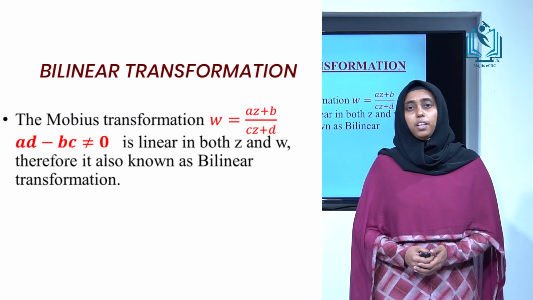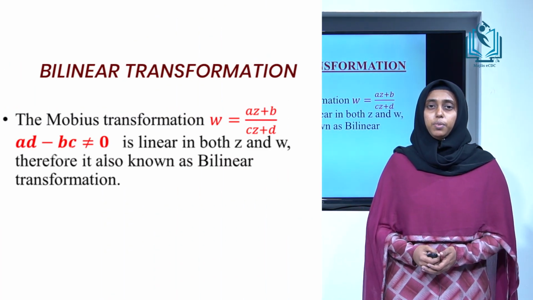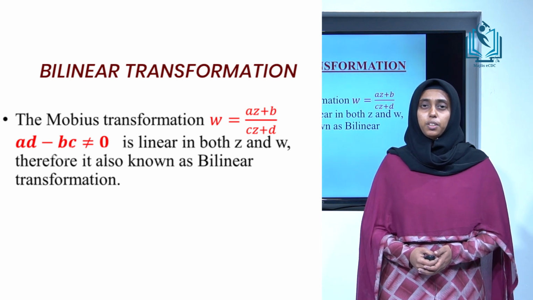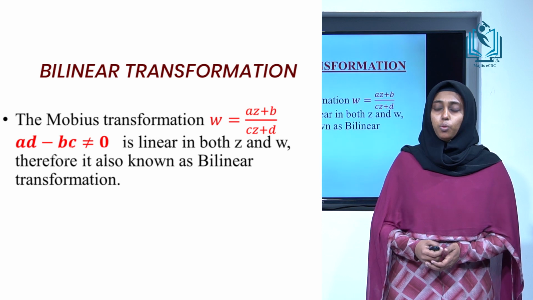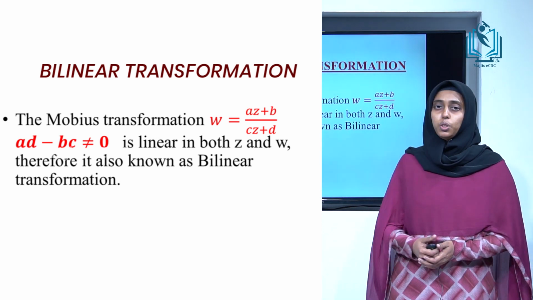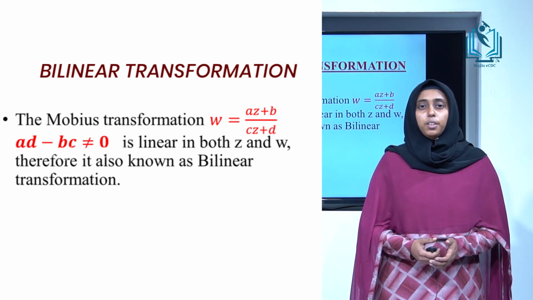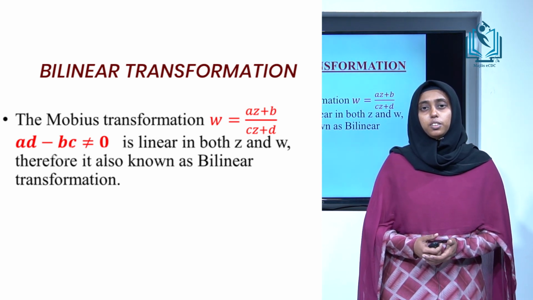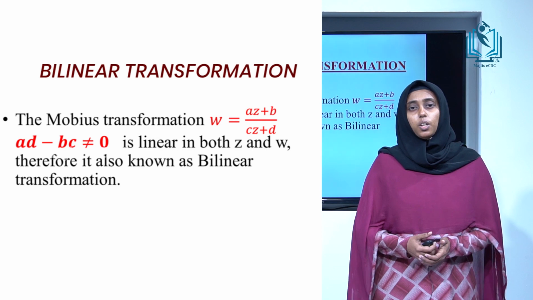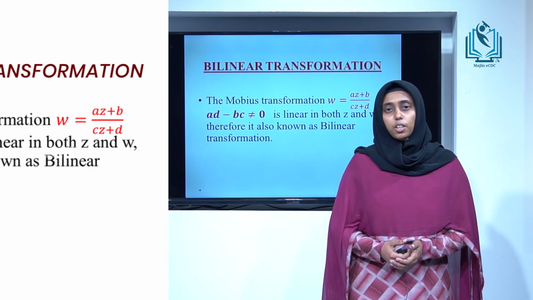Now we have bilinear transformation. From the definition of a Mobius transformation, w equal to az plus b divided by cz plus d, where ad minus bc not equal to 0, it is clear that this transformation is linear in both z and w. Therefore, it is also known as bilinear transformation.